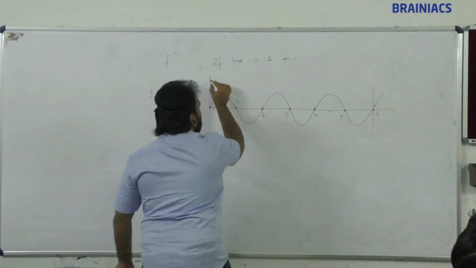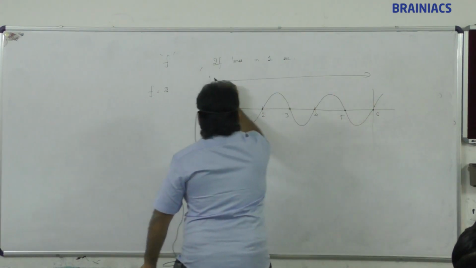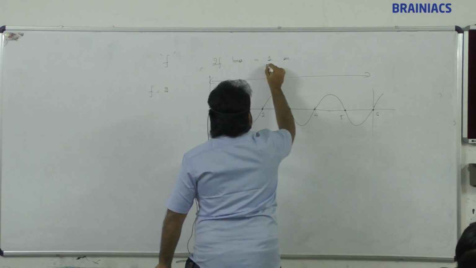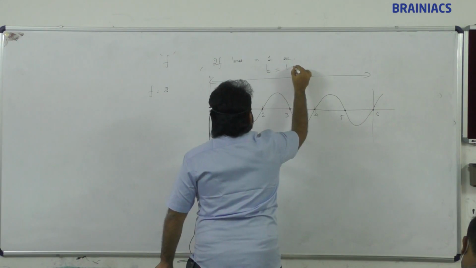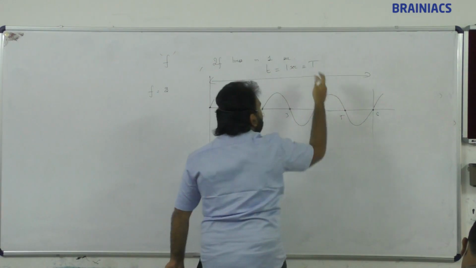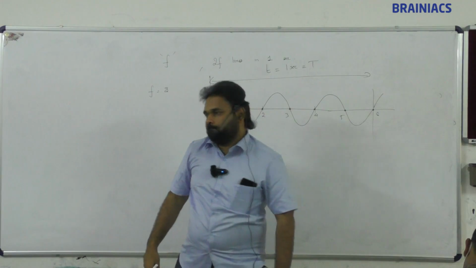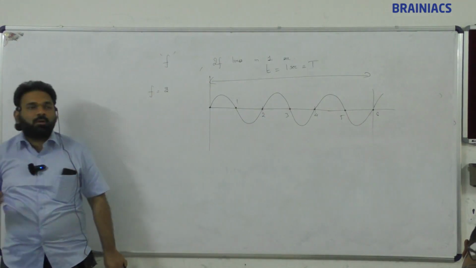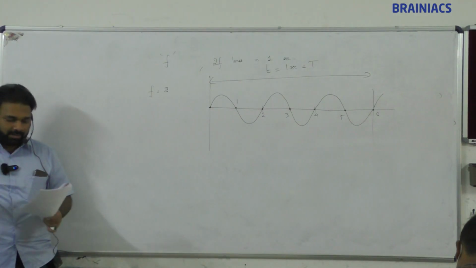Frequency means what? The overall time taken for all these 3 segments is T equal to 1 second, which is nothing but time period. That is what is called frequency. So that will become 0, 2f times. Okay, next point.